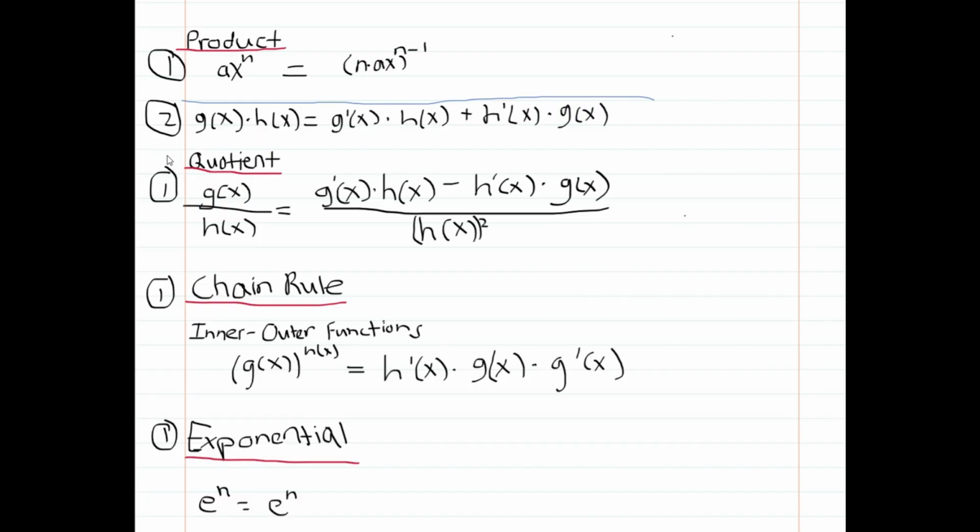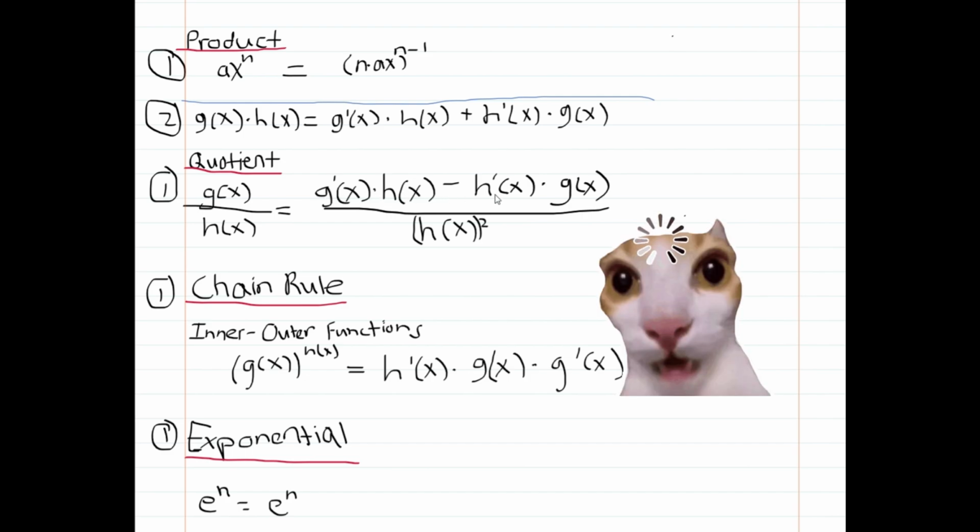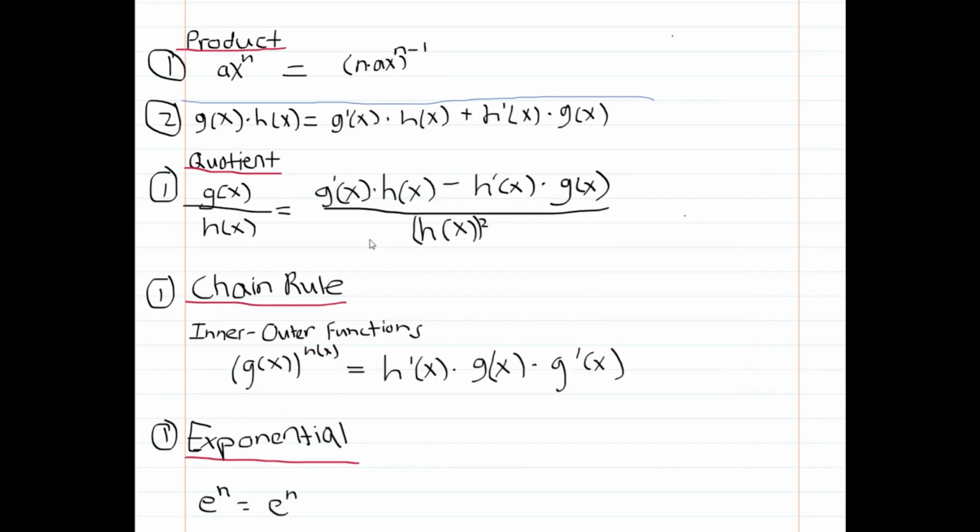So for quotients, if you take the derivative of g of x over h of x, then you want to take the derivative of g of x times h of x minus the derivative of h of x times g of x, over h of x squared. Now let me briefly tell you what all that means.